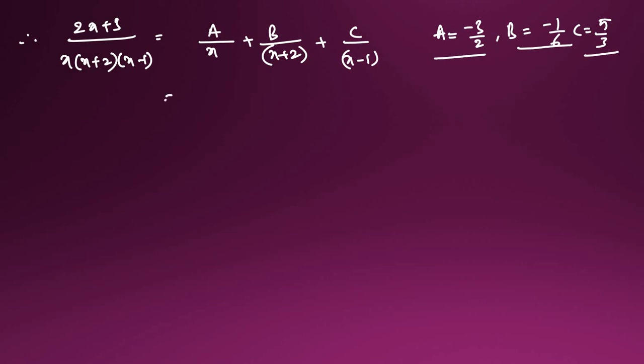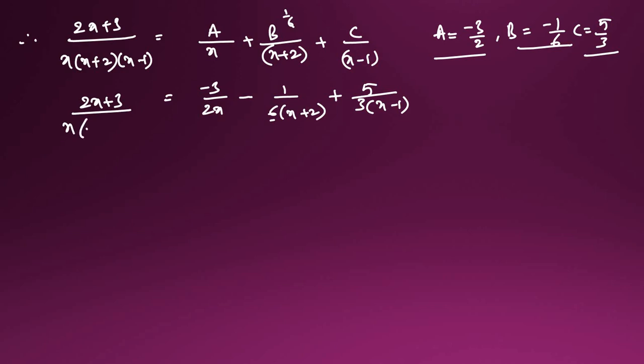So I will substitute in this equation. It will become minus 3 by 2 into 1 by x, plus, minus 1 by 6 into 1 by x plus 2. In the b place we substitute minus 1 by 6, and plus 5 by 3 into 1 by x minus 1. This is for 2x plus 3 divided by x into x plus 2 into x minus 1.